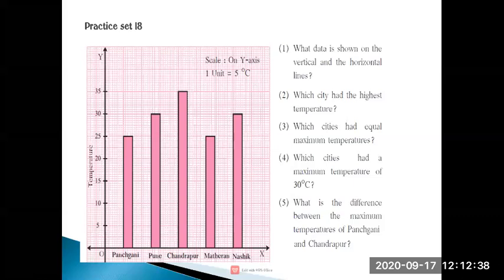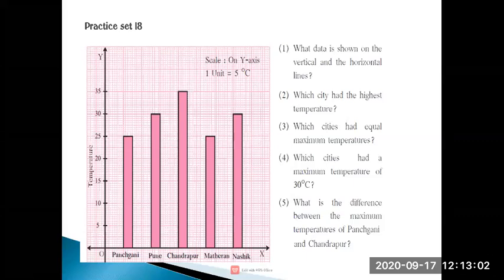Now here I will first explain regarding the graph. Here the scale is given on the y-axis: 1 unit equal to 5 degrees Celsius. The upper dot is our degree. So here I will explain that 1 degree is equal to 5 degrees Celsius. Oh, sorry, 1 unit equal to 5 degrees Celsius.